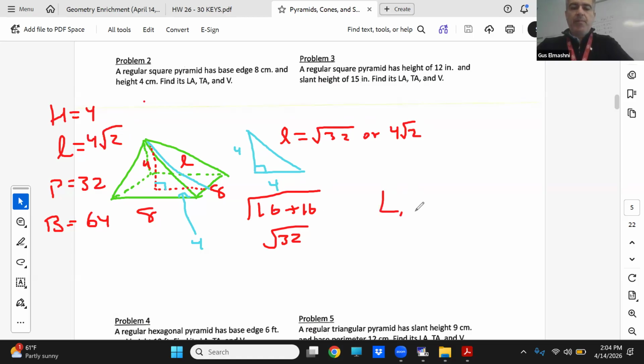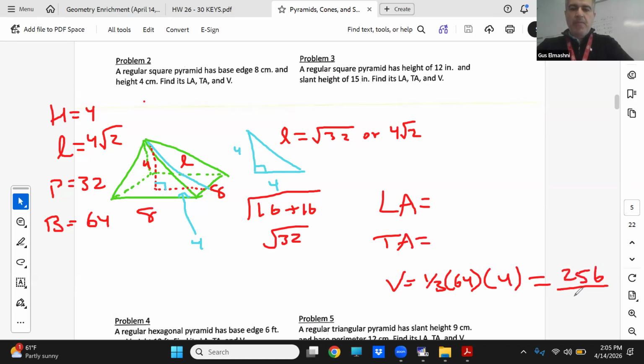Okay, so let's find our LA, our TA, and our V. The V is easy. 1/3 times the area of the base, and the height, of course, is 4. If you clean it up, you can use a calculator. It's 256 over 3 cubic centimeters. That's not divisible because 64 and 4 are not multiples of 3. So it's not divisible. Don't worry about it.